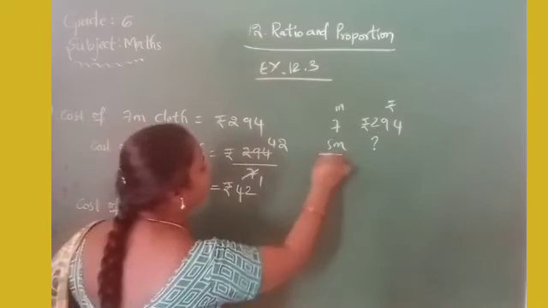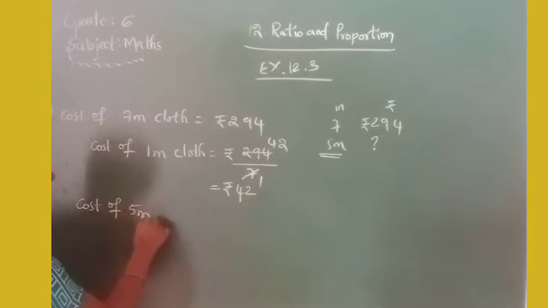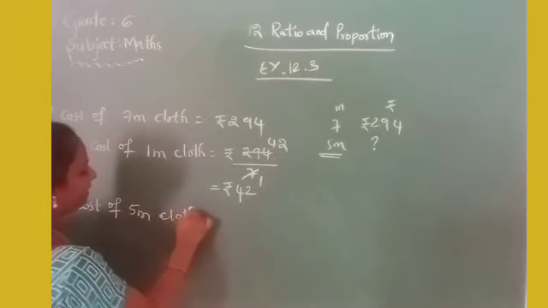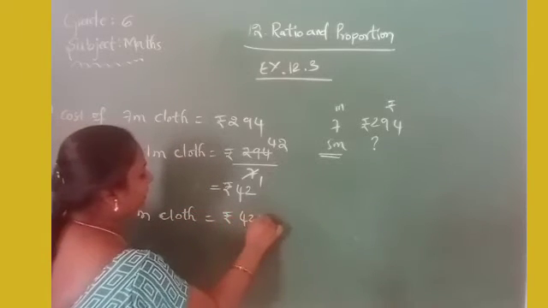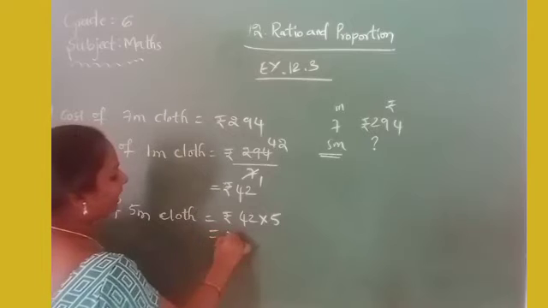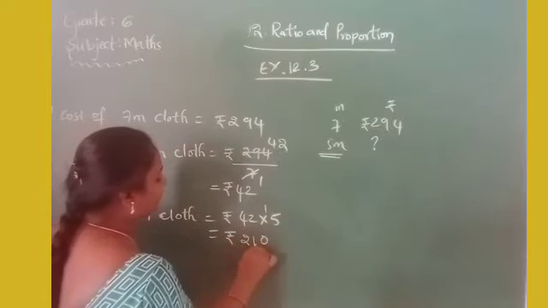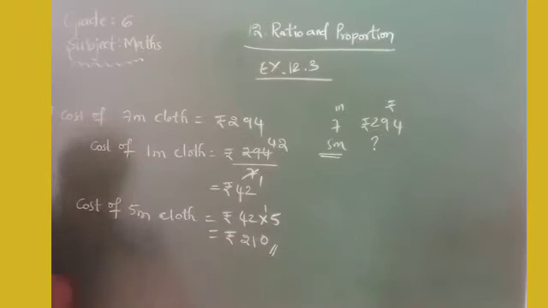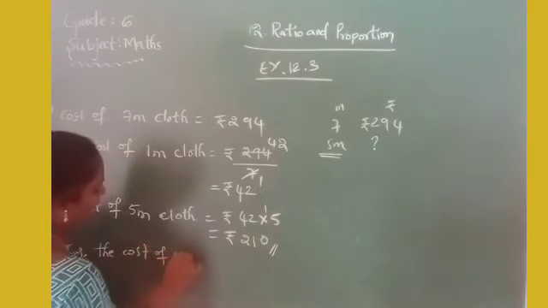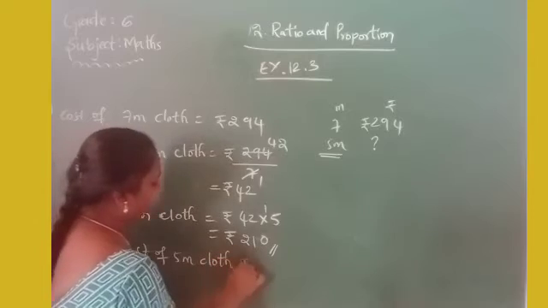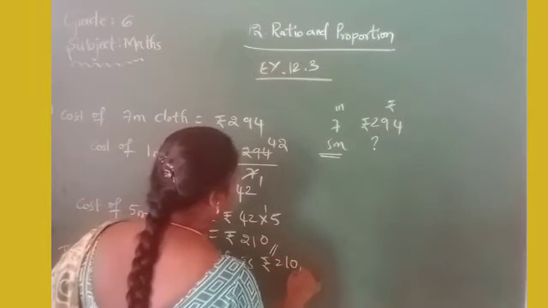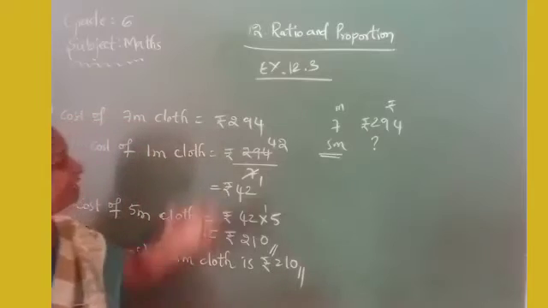Then how many required units? 5 meters. Then the cost of 5 meters of cloth is equal to 42 into 5. Multiply. 5 twos are 10, 5 fours are 20 plus 1 is 21, so 210 rupees. Thus, what is the required cloth? 5 meters of cloth. The cost of 5 meters of cloth is 210 rupees.